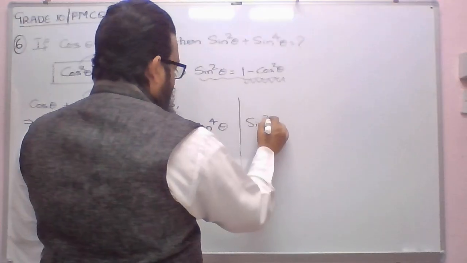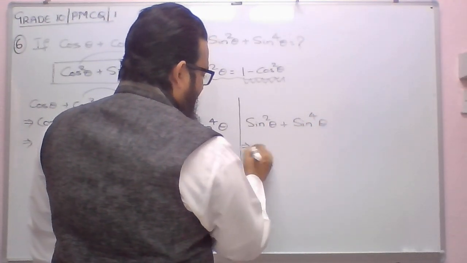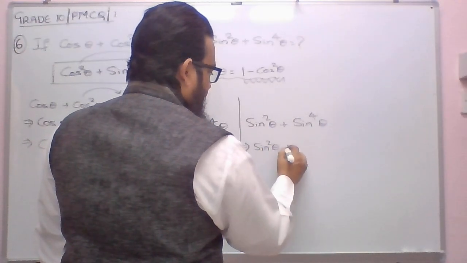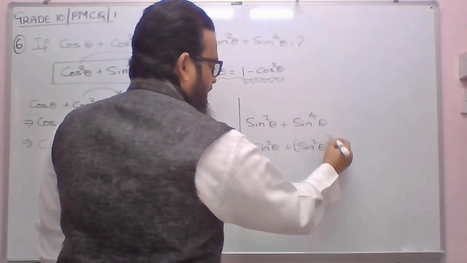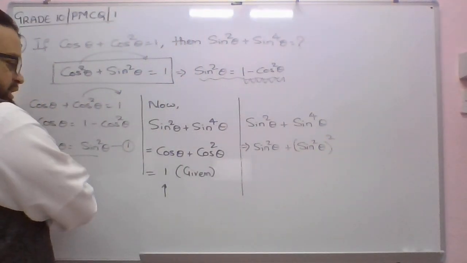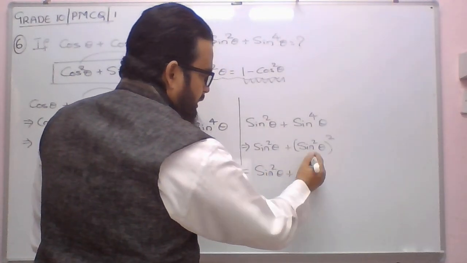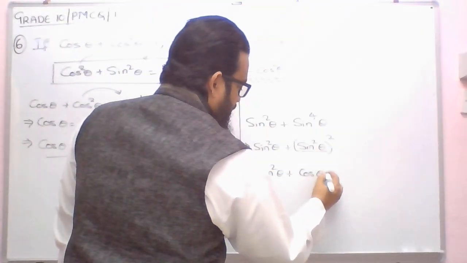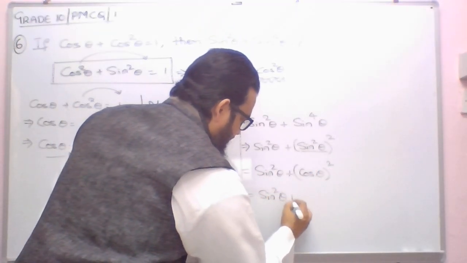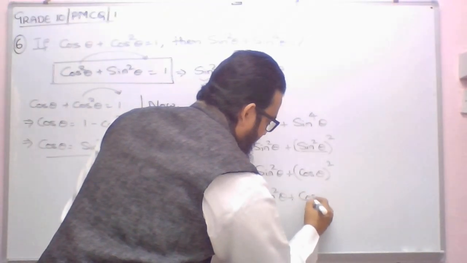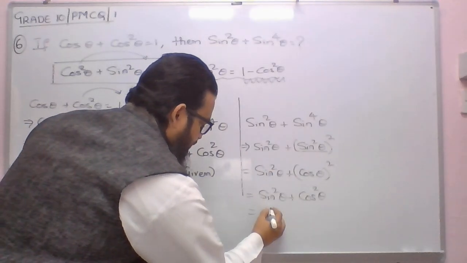I took sine square theta plus sine to the power of 4 theta. So can I write sine square theta plus this? I can write it as sine square theta whole square. Okay. And what is sine square theta? I got sine square theta is equal to cos theta. So it is cos theta whole square. So that is equal to sine square theta plus cos square theta. So what is sine square theta plus cos square theta? That is equal to 1.